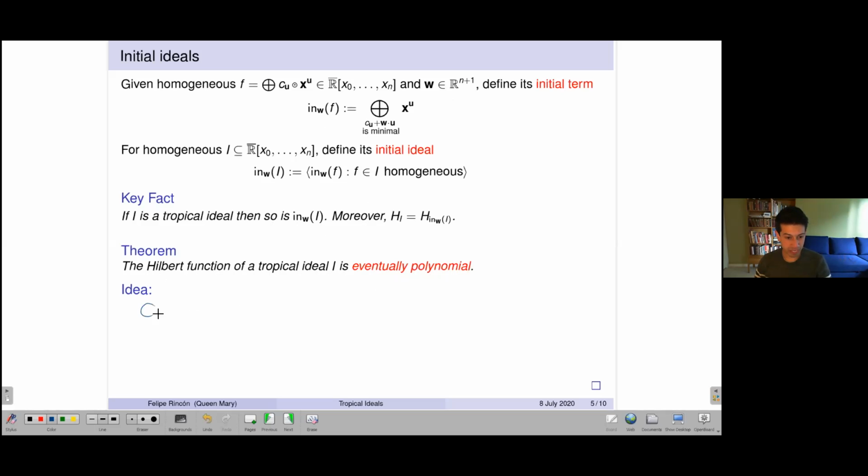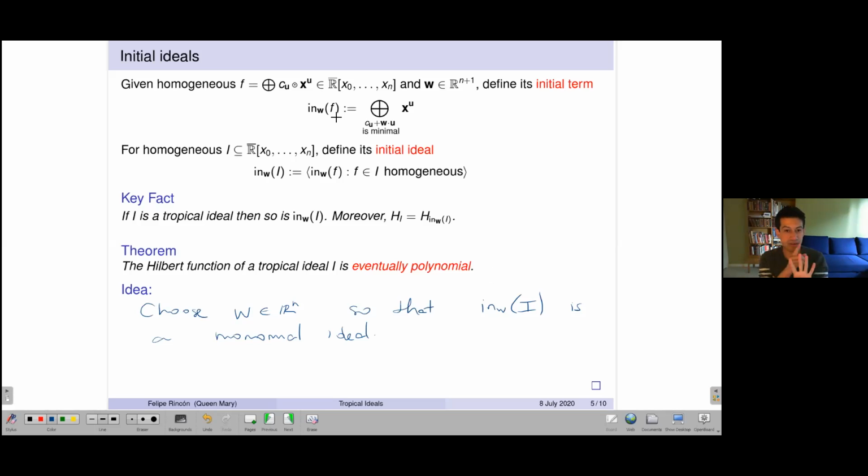Then what we can do is choose W so that the initial ideal is a monomial ideal. I claim that if you pick a very generic W, then the initial ideal of I is actually going to be a monomial ideal. Why is that the case? Well, we said that tropical ideals are not finitely generated, but if you stand at some degree D, there are finitely many polynomials that generate that degree. And then you want to pick a W such that for each of those polynomials, its initial term is just a monomial.